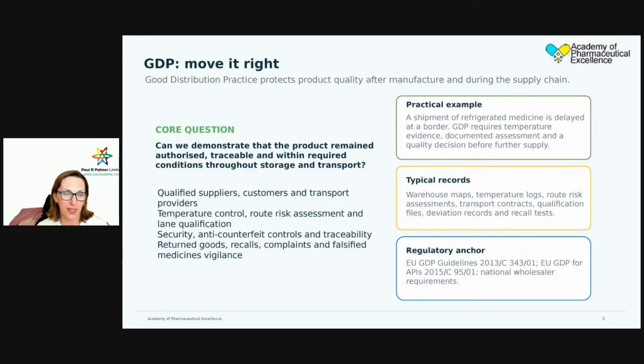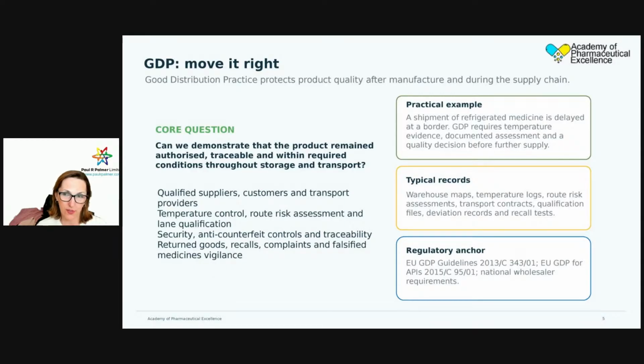GDP includes supplier and customer qualification, transport provider oversight, your warehouse controls, temperature mapping, temperature monitoring, route risk assessments, your lane qualification, securities, recall arrangements, then you have your returns and complaints, and protection against falsified medicines. We have an example here.